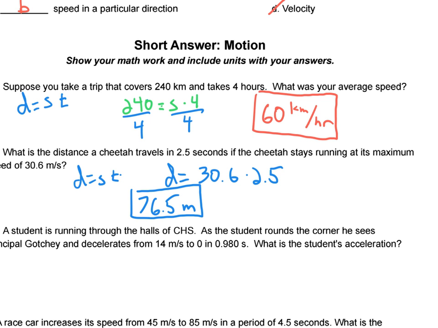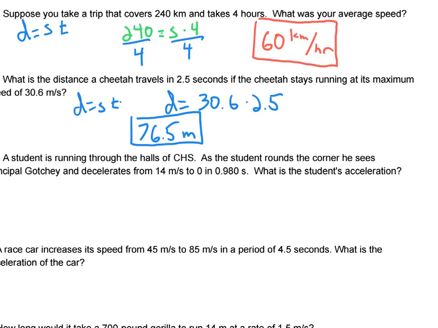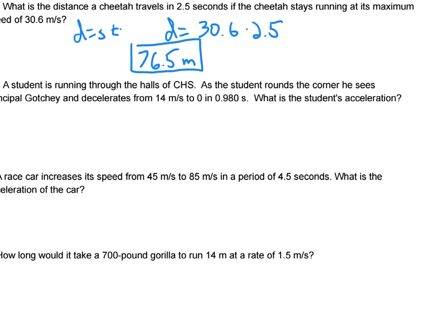All right, a student is running through the halls at CHS. As the student rounds the corner, he sees Principal Gacci and decelerates from 14 meters per second to 0 in 0.98 seconds. What's the student's acceleration? So here we can start to use some of our kinematic equations. This one, I'll use the formula final velocity equals initial velocity plus acceleration times time.